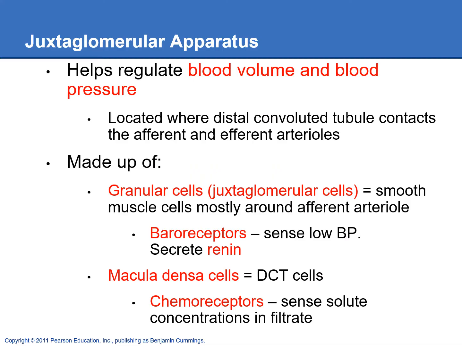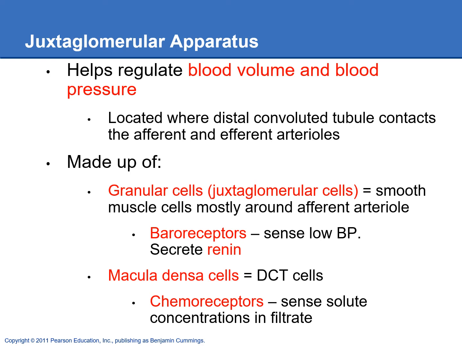Another really important structure in the nephrons is the juxtaglomerular apparatus. It's called that because juxta means next to or nearby, so this structure is next to the glomerulus. So it's located with a distal convoluted tubule, contacts the afferent and efferent arterioles, and we'll show you a picture of this in a second.